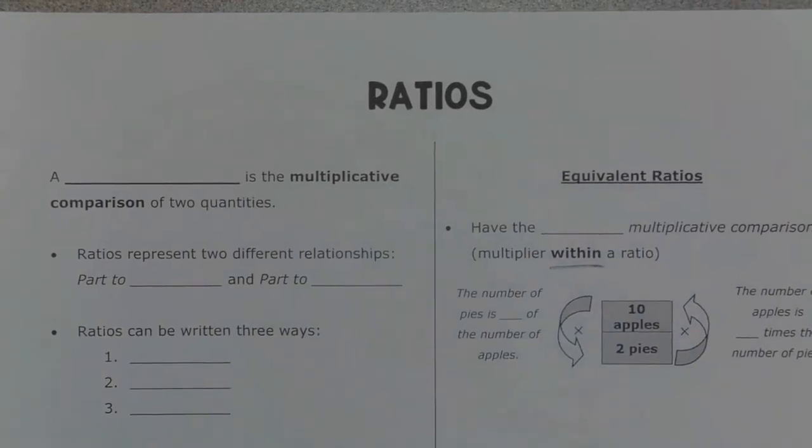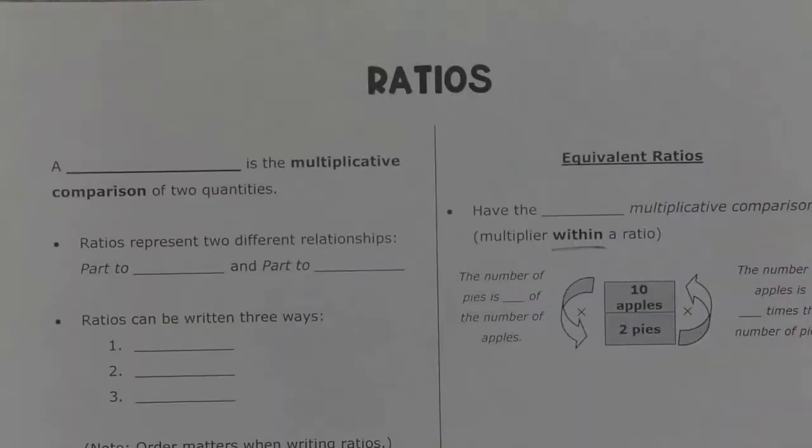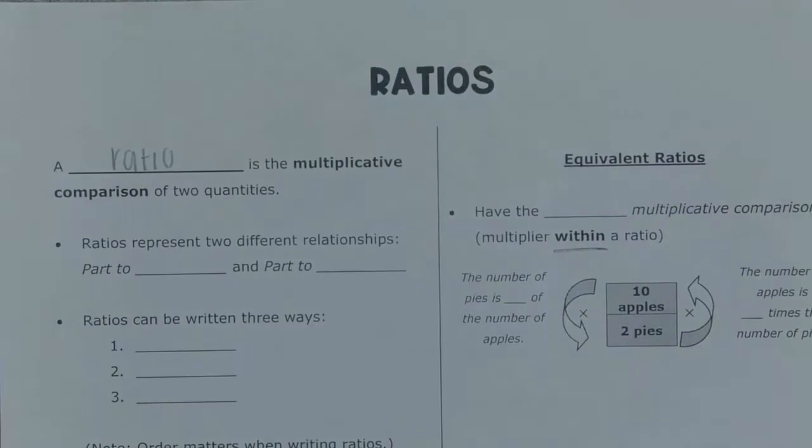All right, so today is going to start our unit on ratios. And our official definition of a ratio is that a ratio is a multiplicative comparison of two quantities. And let's break down what this means.